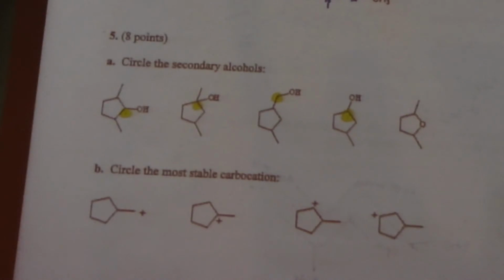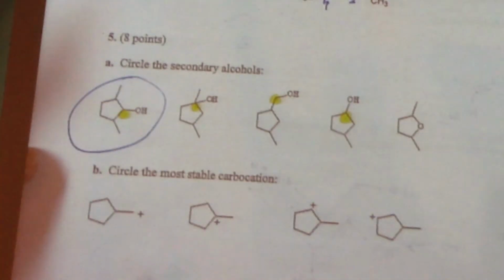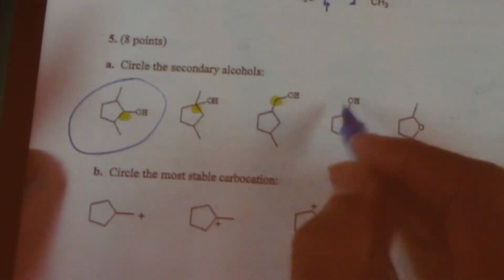So therefore, secondary alcohol: this one is secondary, two carbons. This is tertiary, primary, secondary. Those are the two answers.